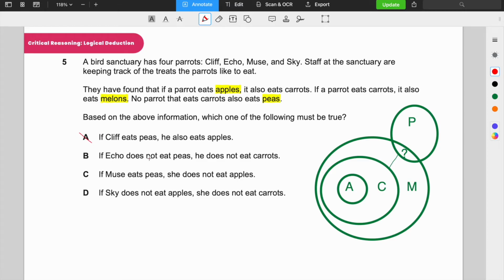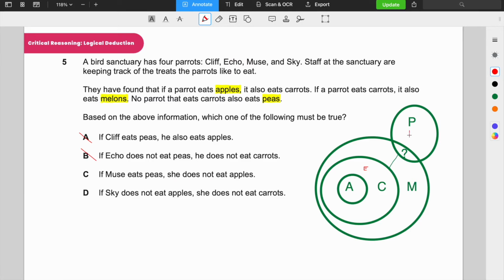If Echo does not eat peas, he does not eat carrots. So if he does not eat peas, he could still eat carrots. That's wrong, because Echo could be here. What if Echo does not eat peas, but he does indeed eat carrots? So B is wrong. C, if Muse eats peas, she does not eat apples.